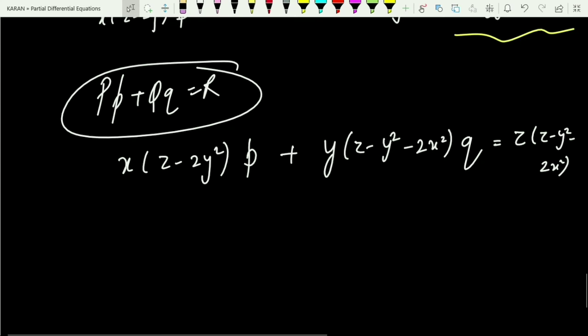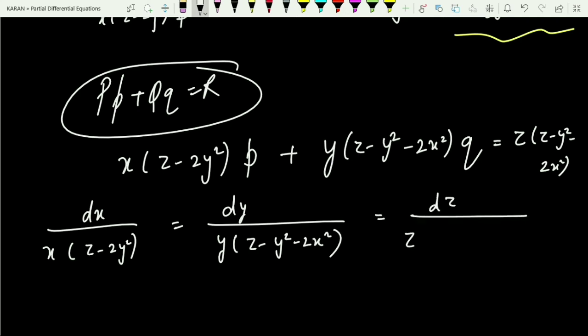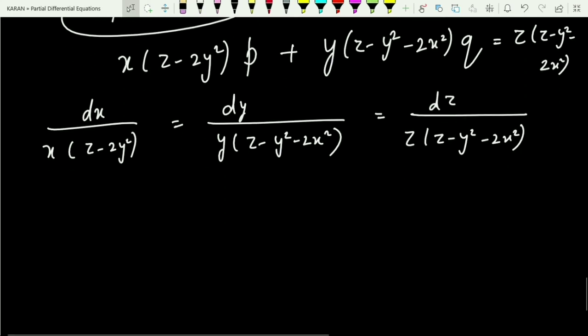So the corresponding Lagrange auxiliary equation will be dx divided by x times (z minus 2y square), and this thing is equal to dy divided by y times (z minus y square minus 2x square), right? And this thing is furthermore equal to dz divided by z times (z minus y square minus 2x square). Now we have got the Lagrange auxiliary equation, and now we can proceed for the further steps.